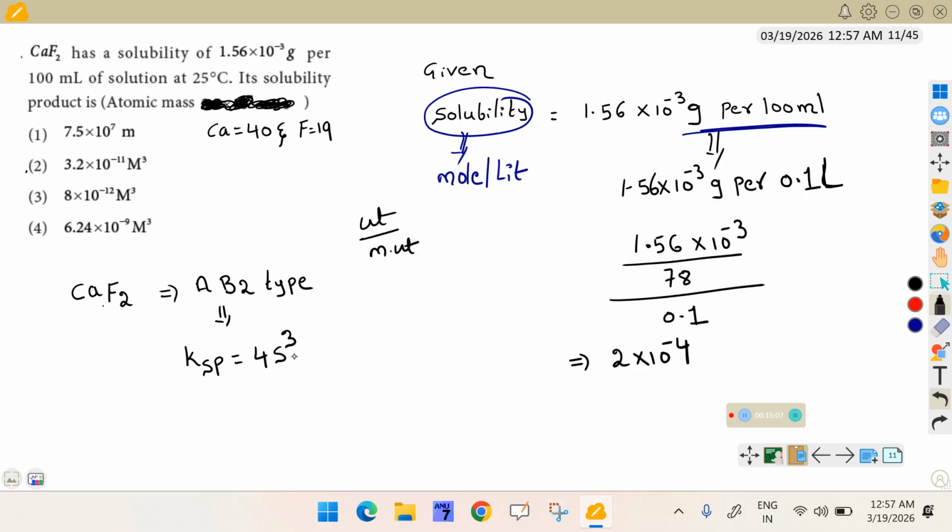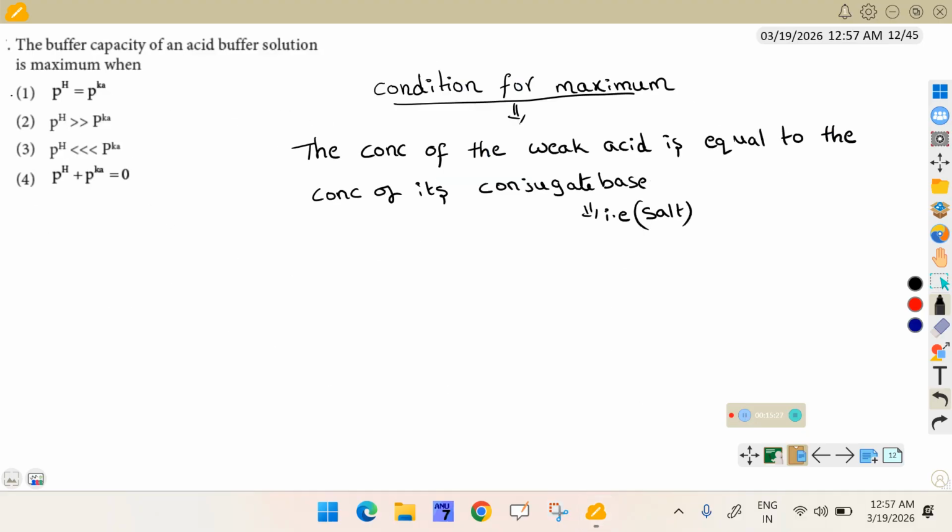CaF2 is the AB2 type of molecule. For AB2 type of molecule, Ksp is equal to 4s cube. So 4 into S value, which is 2 into 10 power minus 4, whole cube. Simplify, then you will get 3.2 into 10 power minus 11.